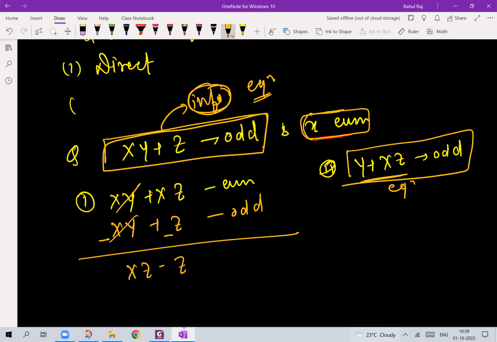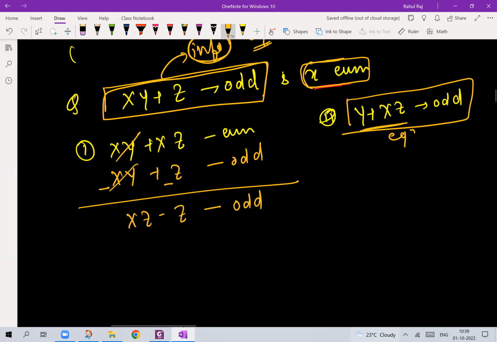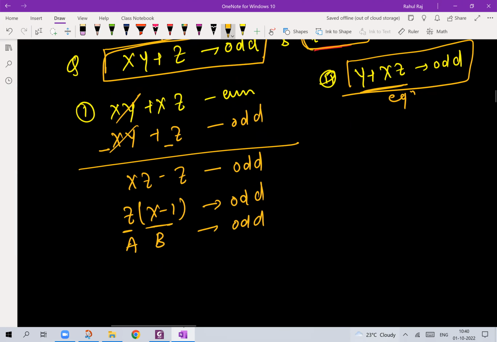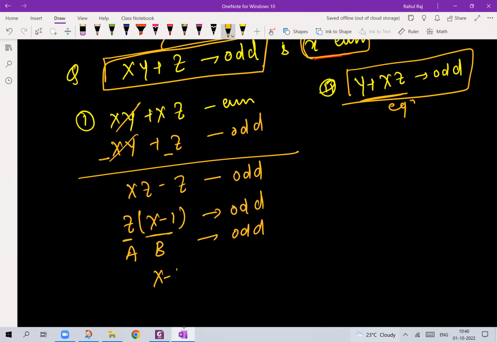What do I get? xz minus z. Even minus odd is what? 4 minus 3 is 1. So even minus odd is always odd. Simple logic. So now I know that xz minus z is odd. If I take z common, I get z times (x minus 1) is odd. The product of two numbers is odd when both a and b are odd. Now I know that z is odd. It means x minus 1 is odd.